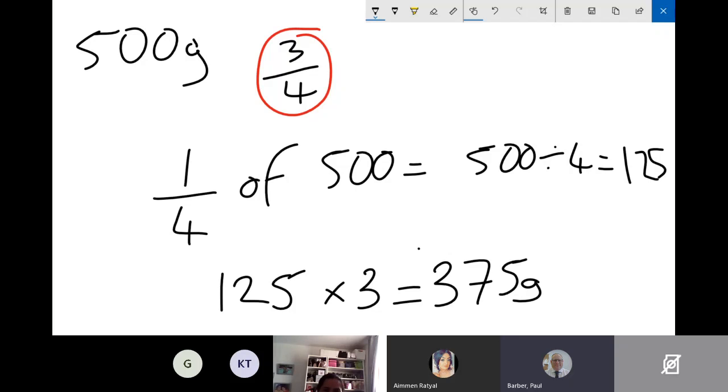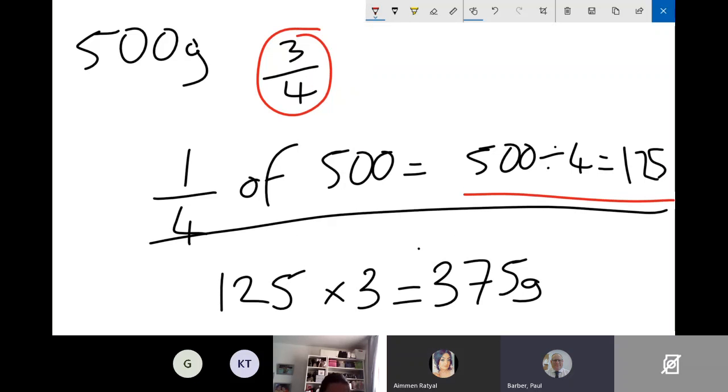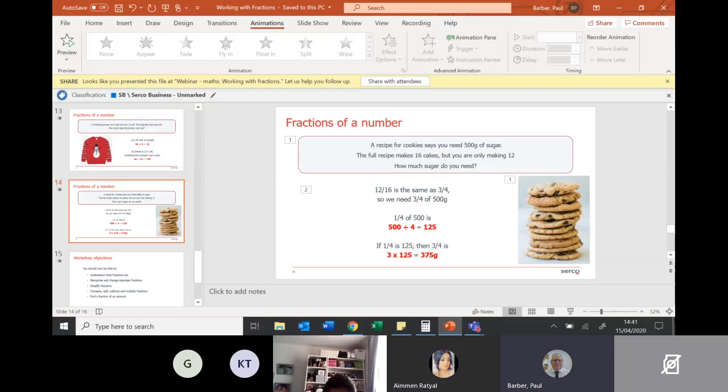We then said, if we want 3/4, and again, there are different ways of doing this, but I would suggest the easiest way is to work out what 1/4 is. And that's fairly straightforward because it's just dividing by 4. And once we've got our figure for 1/4, 125, if we want 3/4, we just multiply it by 3, which gives us an answer of 375.